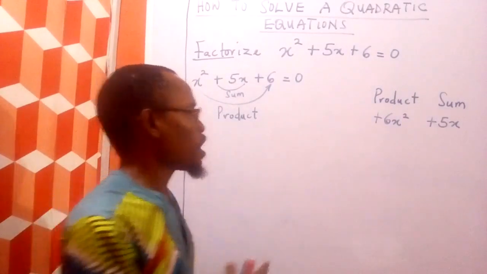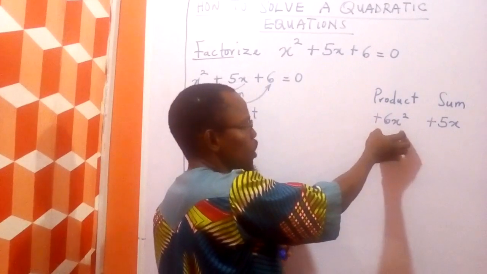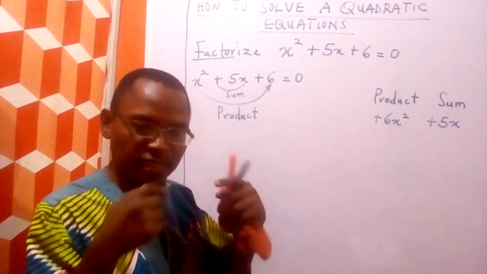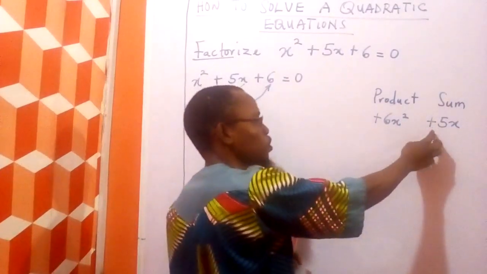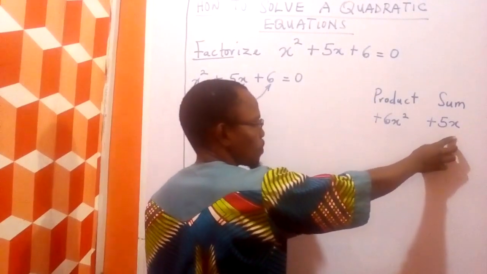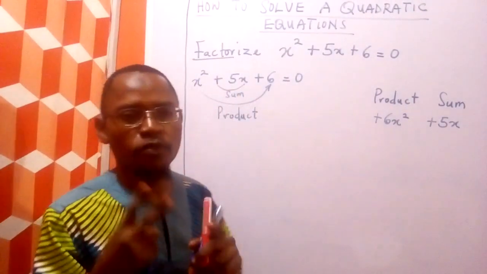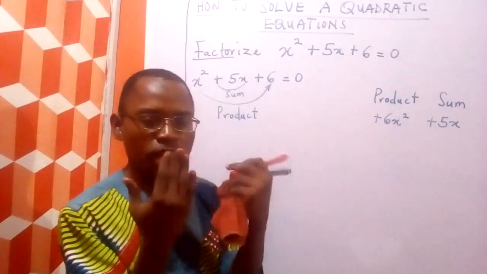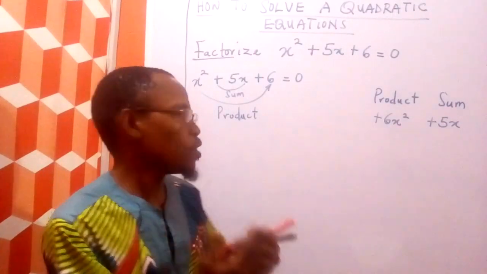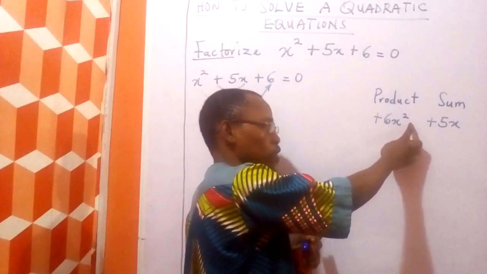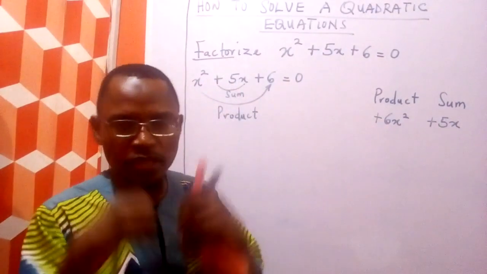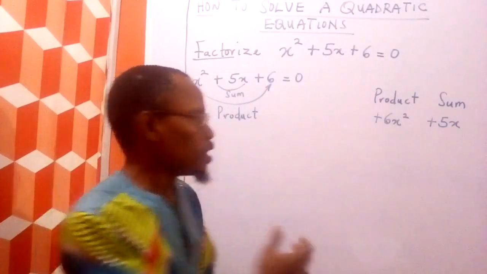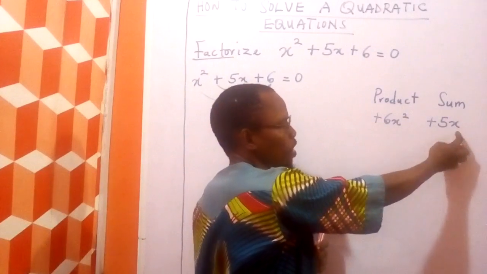two factors that if I multiply those two factors, it will give me 6x squared. If I add or subtract that same two factors, I will be having plus 5x. I repeat, we are going to be looking for two factors whereby the product of the two factors, that's if you multiply those two factors that you have, it will give you plus 6x squared. That same factors, if you either add or subtract them, will give you plus 5x.